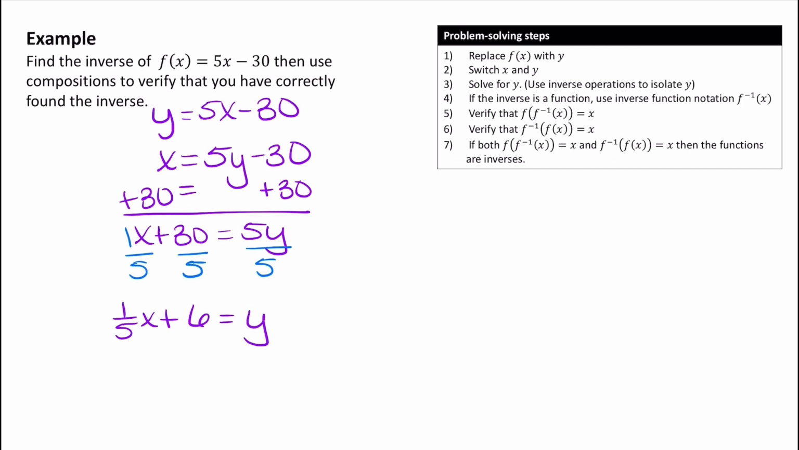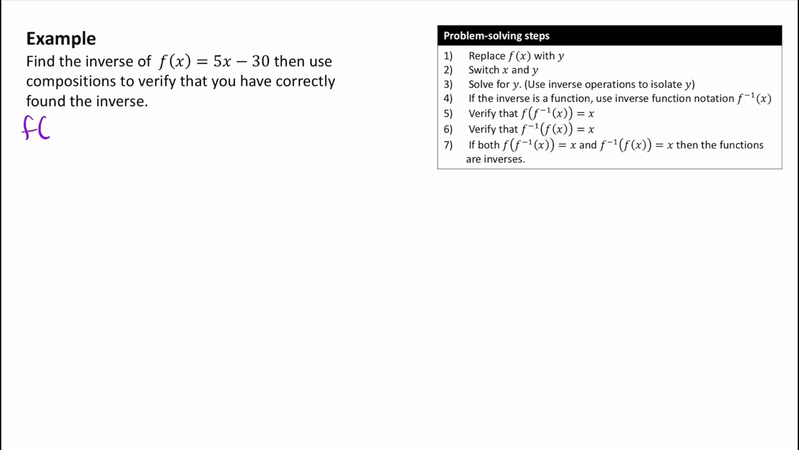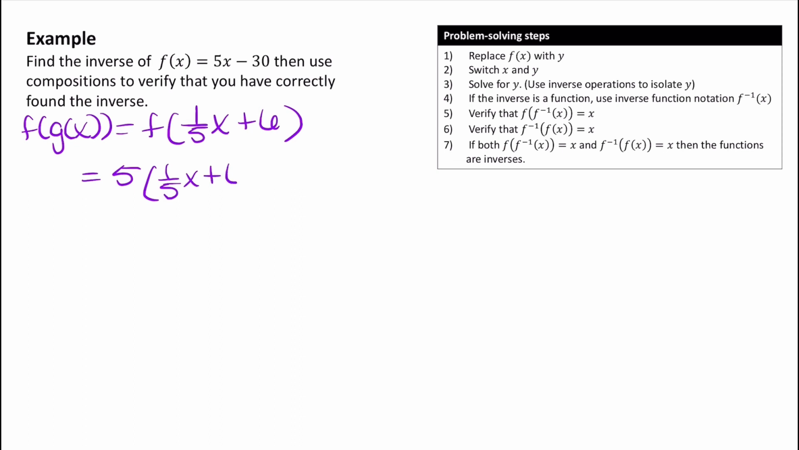Well, now what we need to do is check the compositions to make sure we found the inverse. So I'm just going to go ahead and call this g of x so that you know what I'm talking about when I do the composition of both functions. So let's start off by doing f of g of x. Okay, so that means we're going to do f of 1/5 x plus 6. So I'm going to go to f of x and plug in 1/5 x plus 6. So I have 1/5 x plus 6 minus 30.